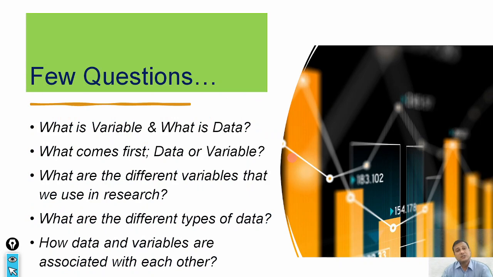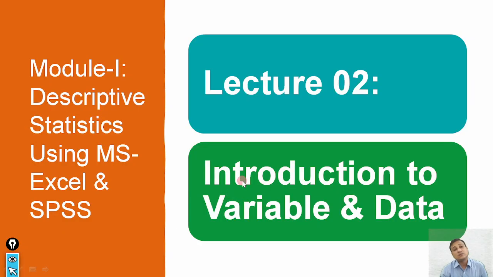Before starting this lecture, let me put forward a few questions again. What is variable and what is data? What comes first, data or variable? What are the different variables that we use in our research? What are the different types of the data? And finally, how data and variables are associated with each other. So this lecture will try to answer all these questions.